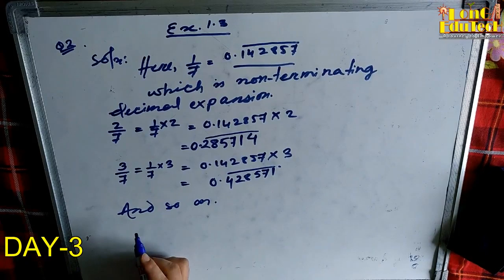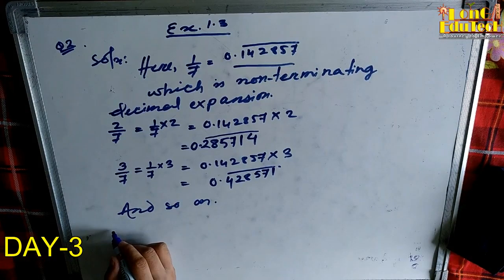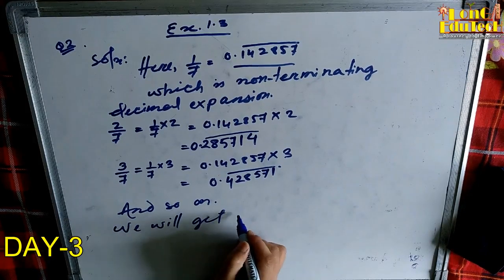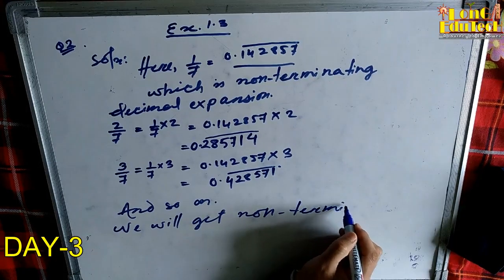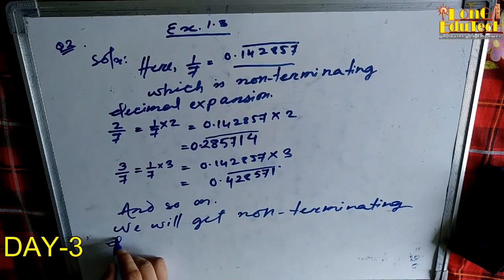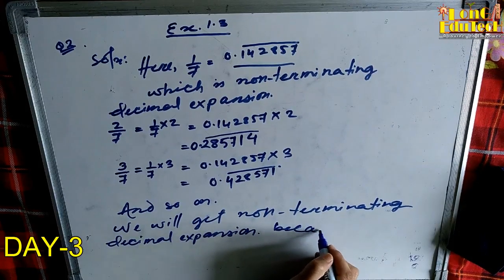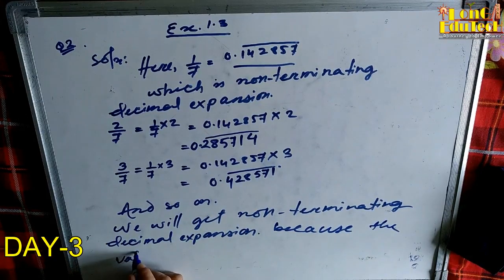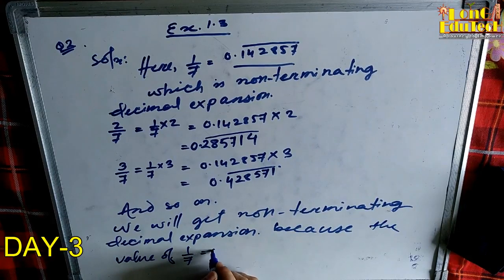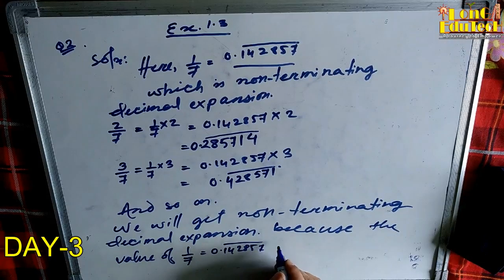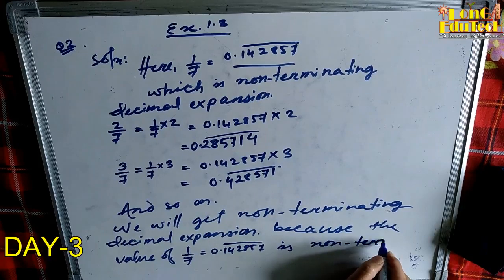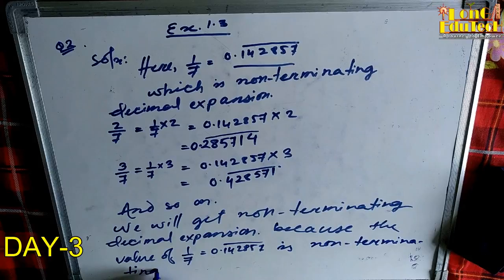Okay, whatever the value we divide, we will get non-terminating decimal expansions, because the value of 1 by 7 is equal to 0.142857, which is a non-terminating decimal expansion. That's why we'll get all the values like this. Okay, fine. So this is about the question number 2.